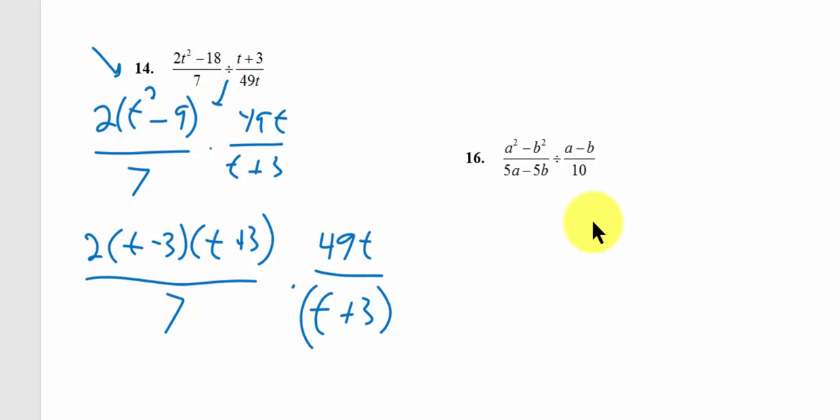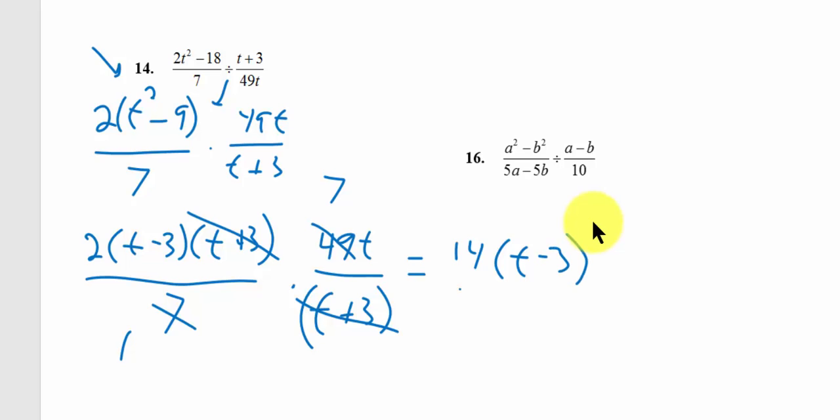Now let's cancel, right? T plus 3, cancel that. You could cross cancel the 49 and the 7, right? If I cross this out, that becomes a 1 and that becomes a 7, right? Because 49 over 7 is the same as 7 over 1. And you're going to be left with 14 times t minus 3.